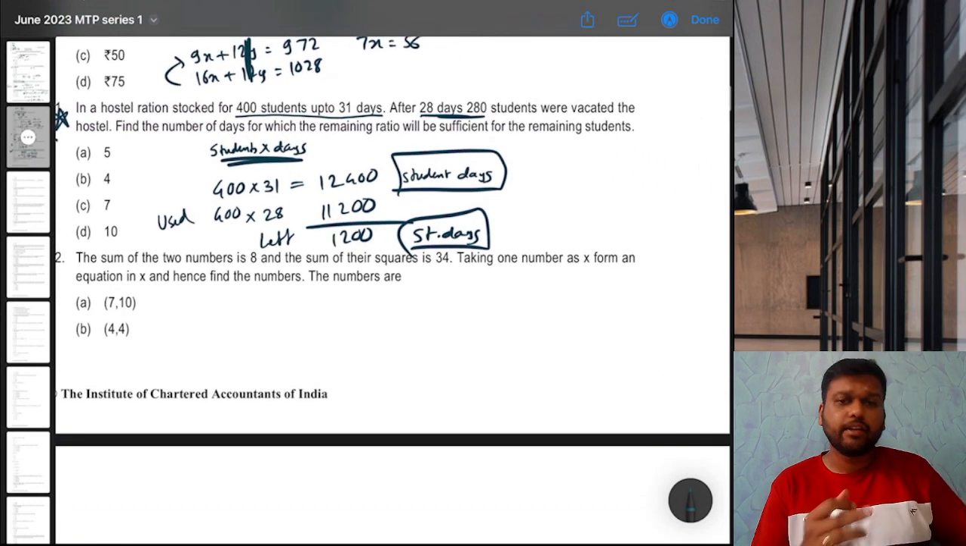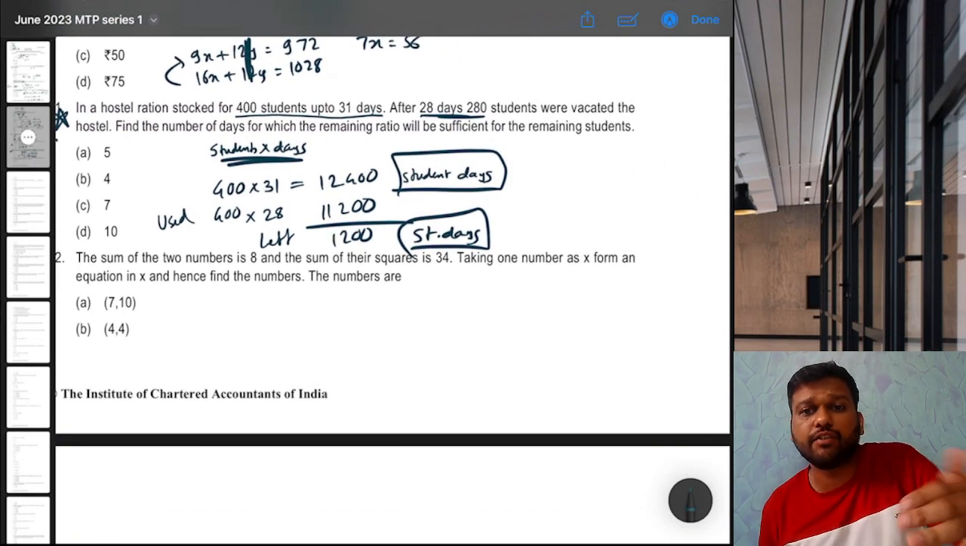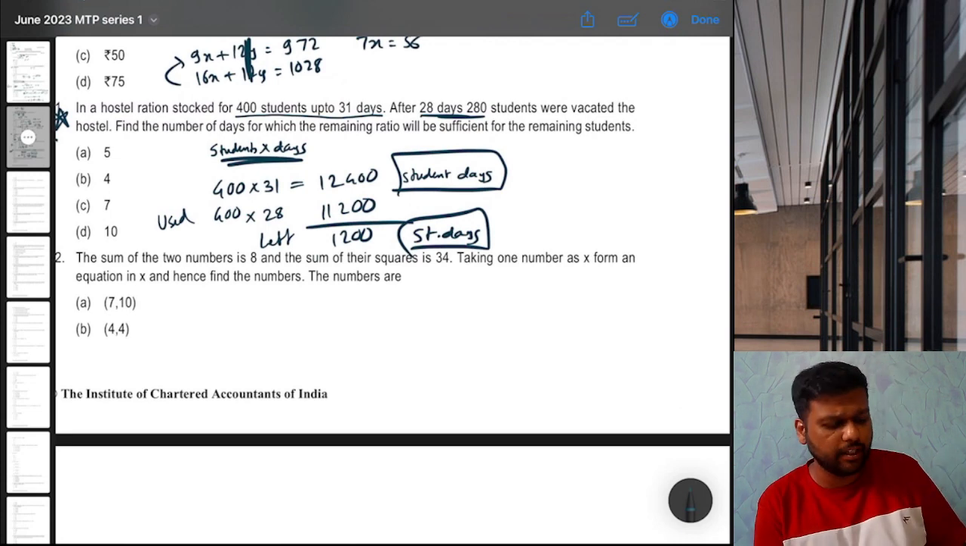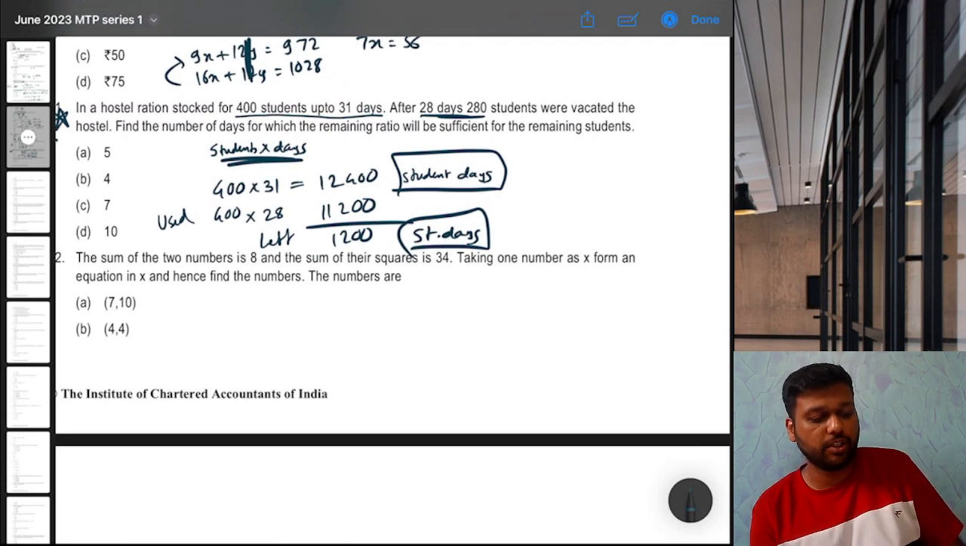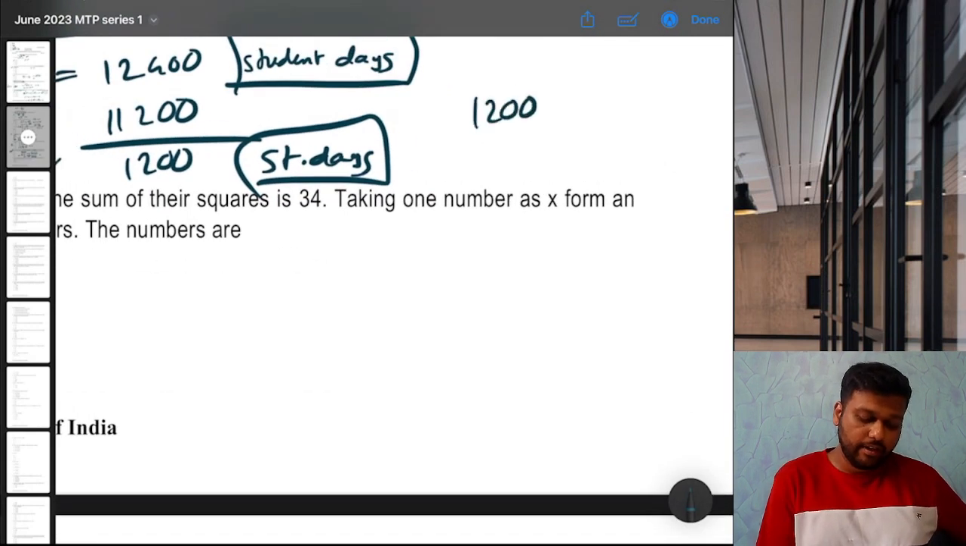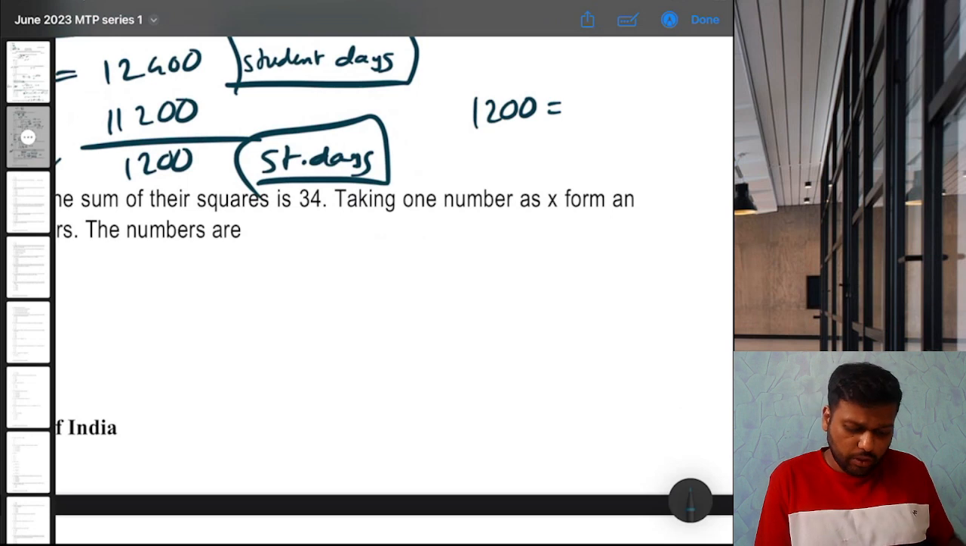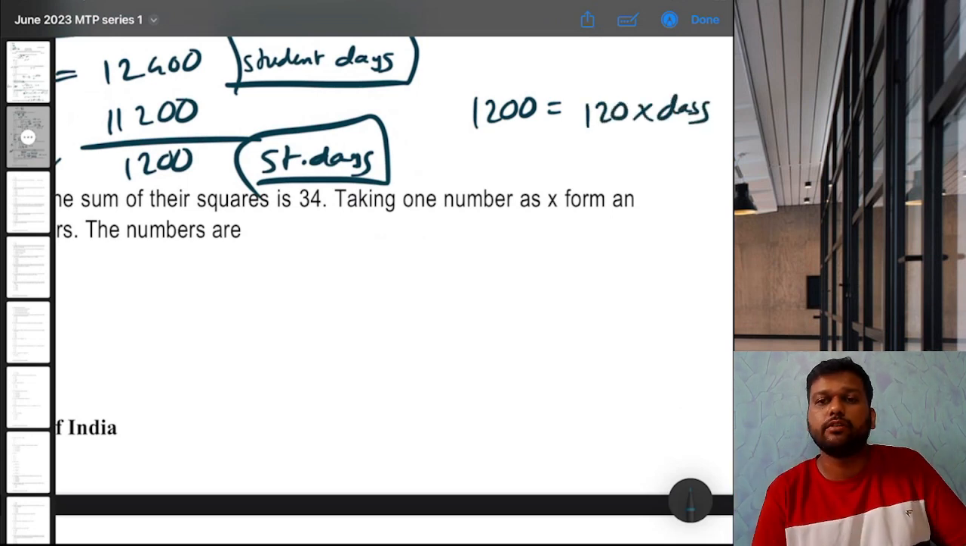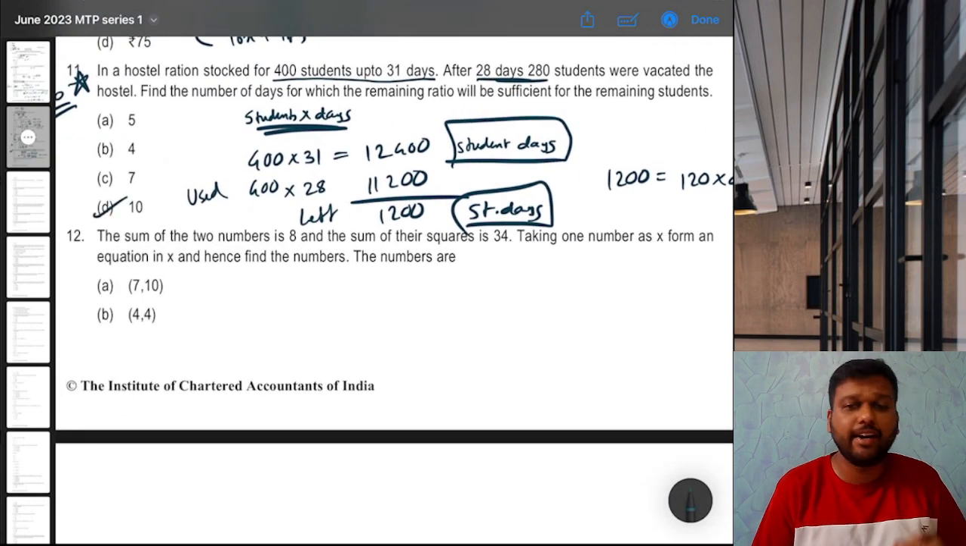Now they are asking for how many days the remaining ration will be sufficient for the remaining students. How many students are remaining now? 400 minus 280, that means 120 students are remaining. So 1,200 student days divided by 120 students, days will be 10. So 10 days is the answer.